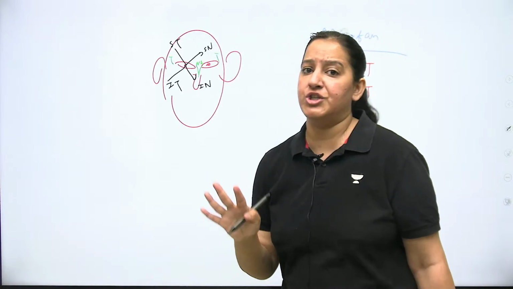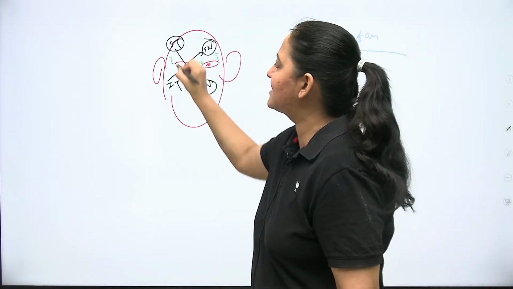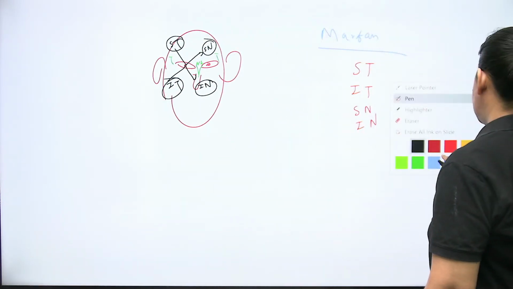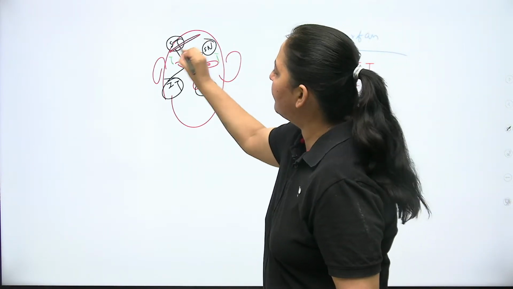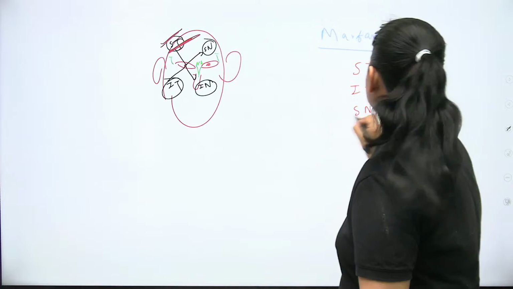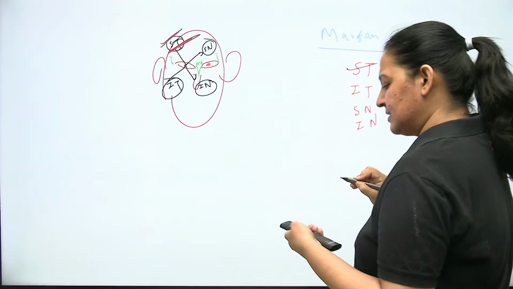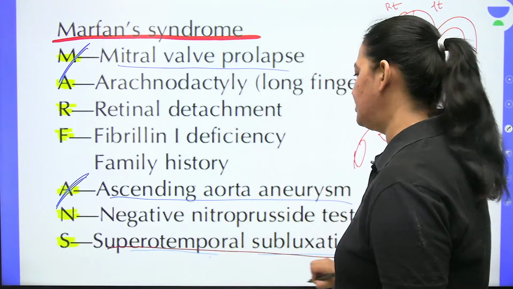So in ophthalmology, you should know various diseases which cause these subluxations. Currently I am not interested in all the conditions here. I am interested in one condition only, that is superotemporal. In Marfan, there is superotemporal. So my correct answer here is Marfan, that is superotemporal. Everyone give me a thumbs up. So that is the meaning. That is the first condition in the eye: superotemporal subluxation of the lens.